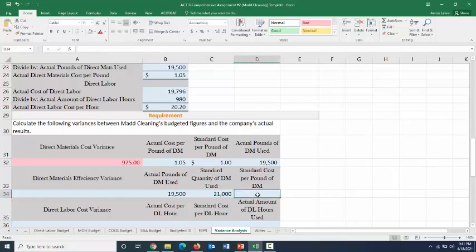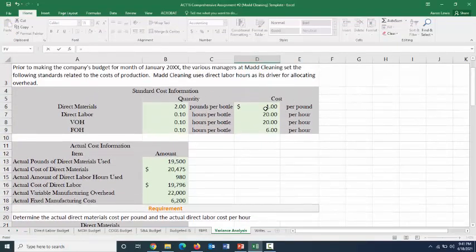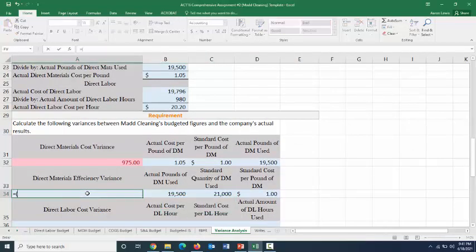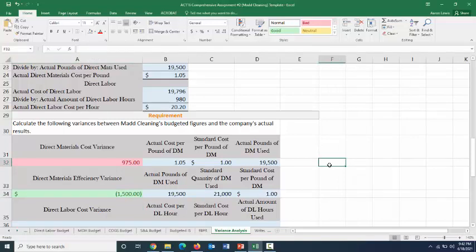Well, our standard cost per pound of direct materials, according to our standards, was $1. It was $1 per pound. So if we used 19,500 pounds, which is less than the 21,000 that we should have, and each one of those should have cost us $1 per pound, that means that we spent $1,500 less on materials, which can be attributed to the fact that we were way more efficient. We got the same number of units produced for way less material than we thought we were going to, and since it caused us to spend less money, that is favorable for our company.